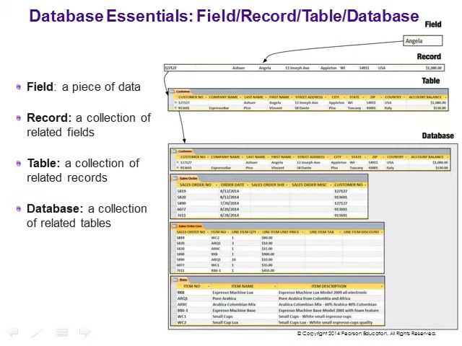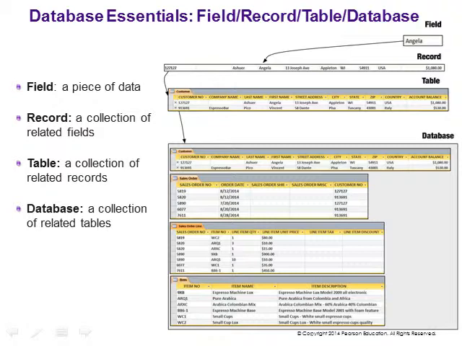And so again, we get back to these database essentials, and what we see in this diagram is how the 4 database essentials build. And we talked about this earlier also, but you recall that a field is a piece of data, perhaps like a zip code. The record is a collection of related fields. So all of the records relate to one customer would form a customer record.